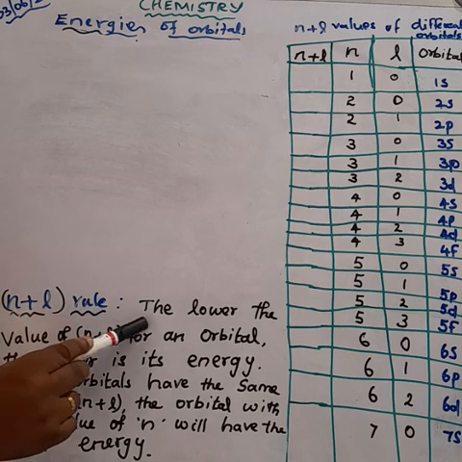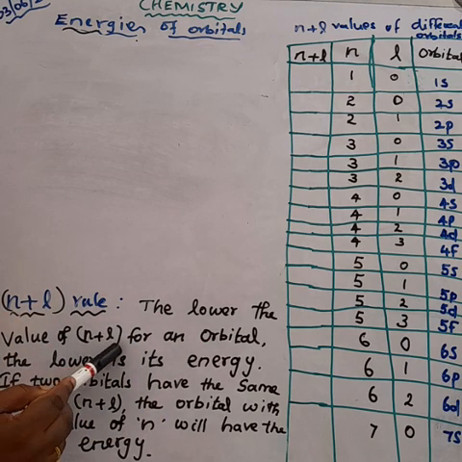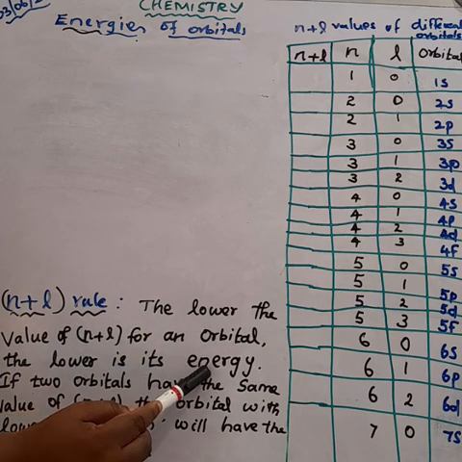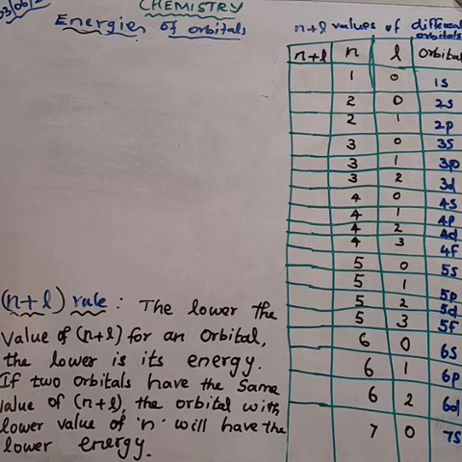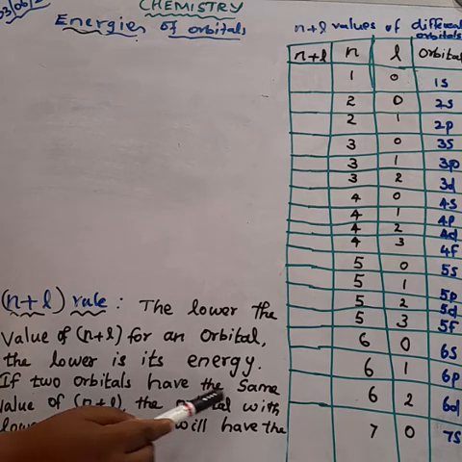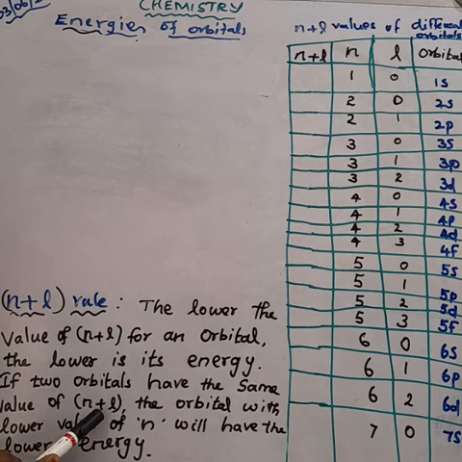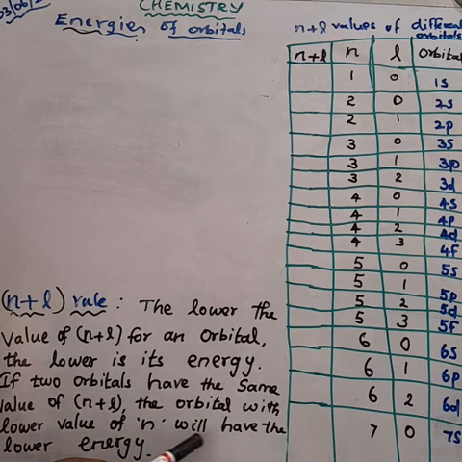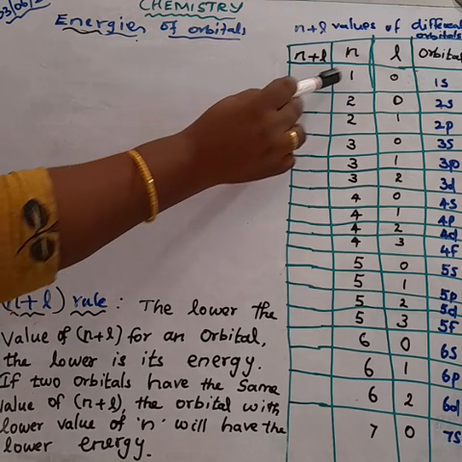The lower the value of n plus L for an orbital, the lower is its energy. If two orbitals have the same value of n plus L, the orbital with the lower value of n will have the lower energy. So what do you mean by n plus L? n plus L means n value plus L value.